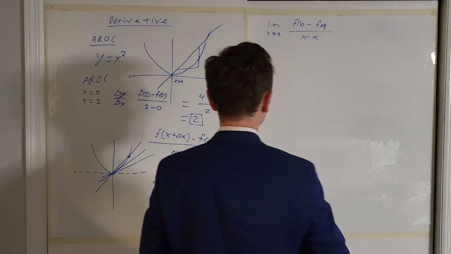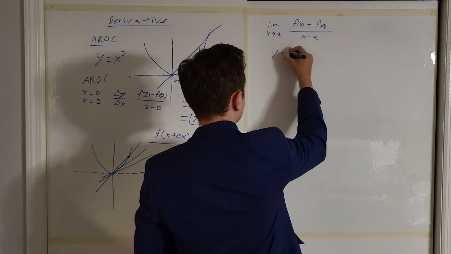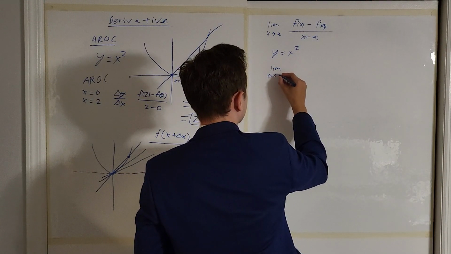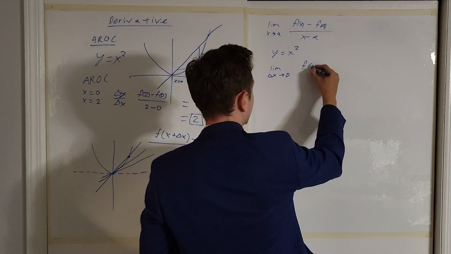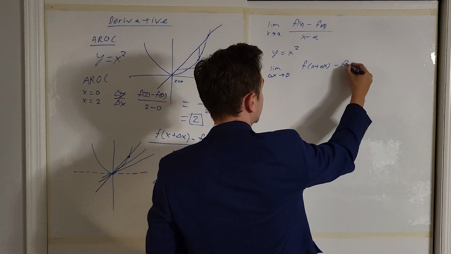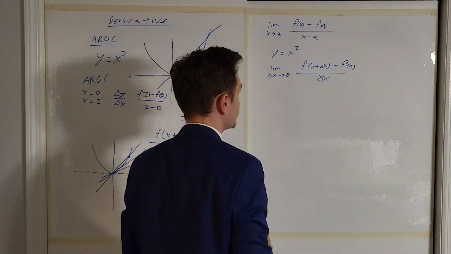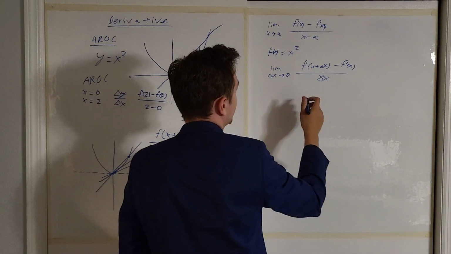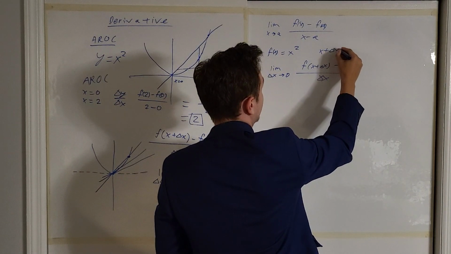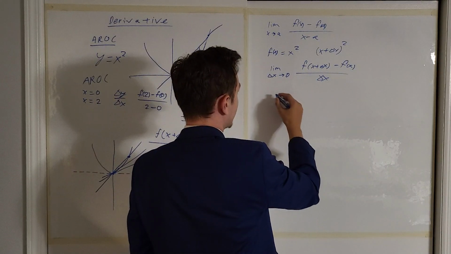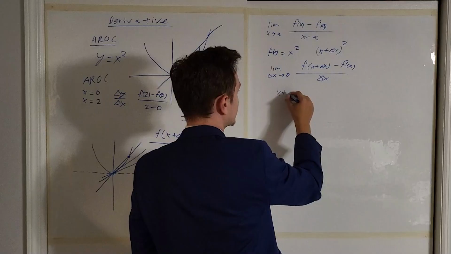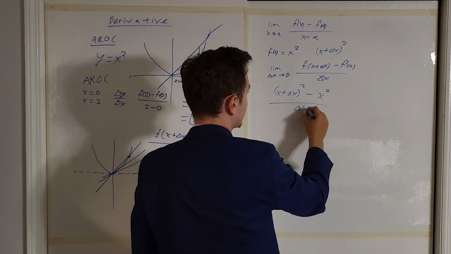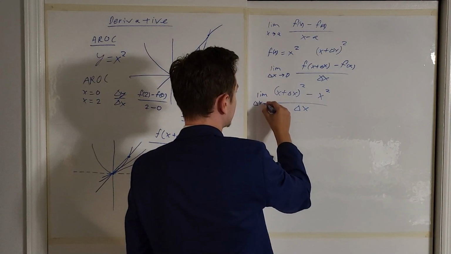So let's go through an example. Let's say I have y equals x squared, the same example we've been going through before. Let's take the limit as delta x approaches 0 of f of x plus delta x minus f of x over delta x, okay? So our f of x equals x squared. So let's plug in x plus delta x for x. That's going to be x plus delta x all squared. We have the limit as delta x goes to 0 of x plus delta x all squared minus x squared all over delta x.